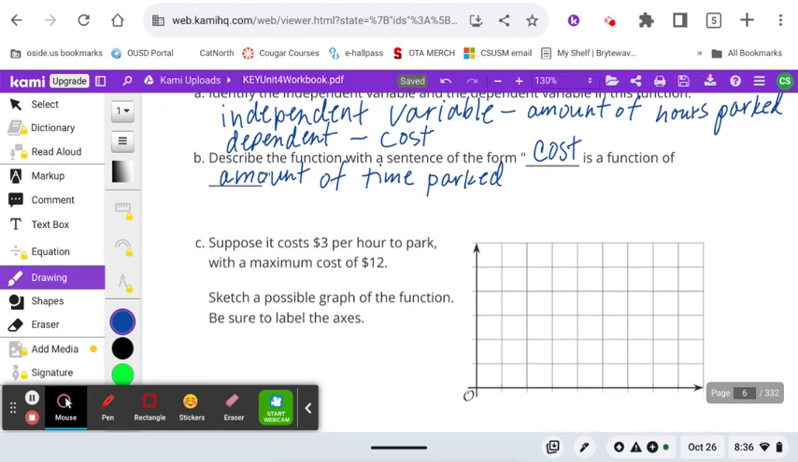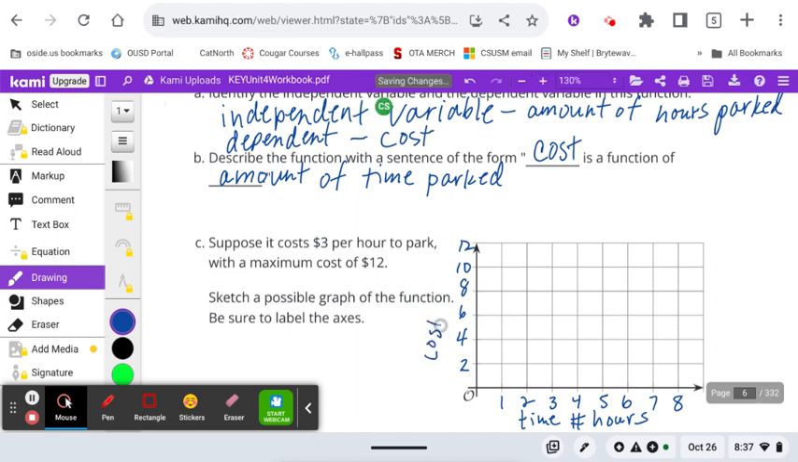Suppose it costs $3 per hour to park with a maximum cost of $12. Sketch a possible graph of this function. So along the bottom, let's just do the time in hours. And then along the side, the cost, and that's because we want to be able to get up to a cost of 12. So along the bottom is our time, and along the side is the cost in dollars.